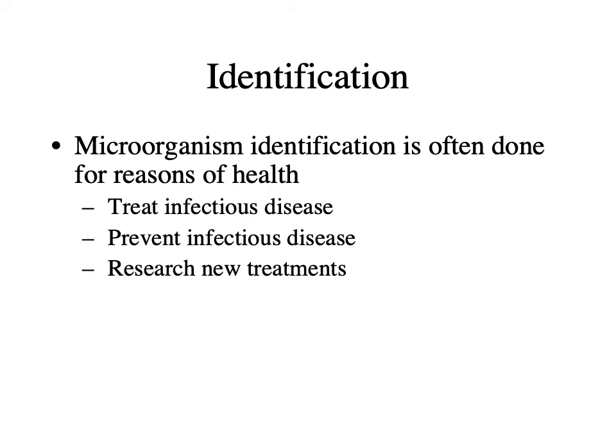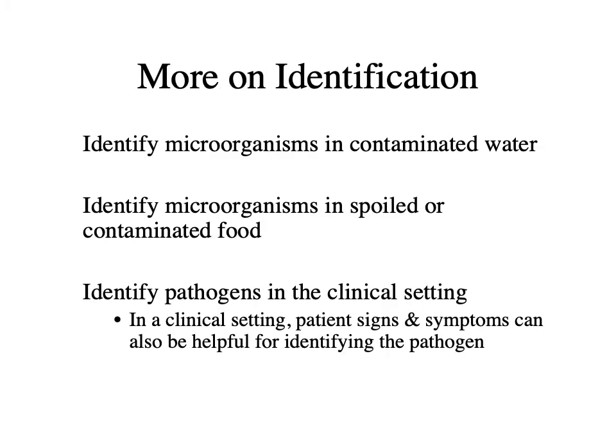When we think about COVID-19, all of these are essential to help us to survive this pandemic. To help to control COVID-19, we need to be able to identify it, treat it, prevent it, and research new treatments and vaccines. It's absolutely essential. Identification of microorganisms should not be underestimated in their importance for human life and health.